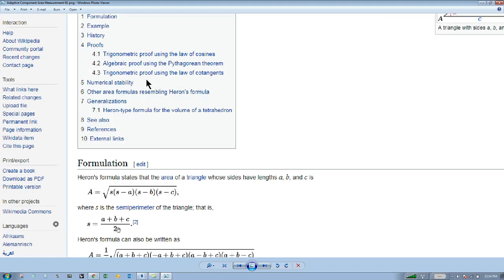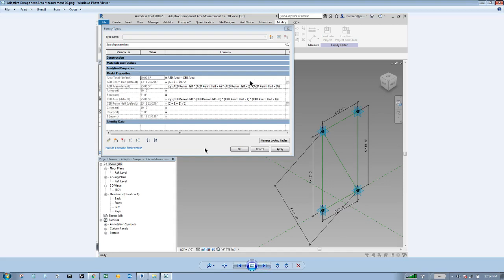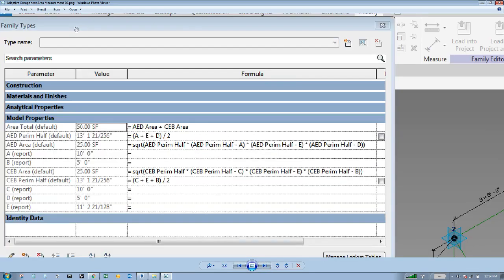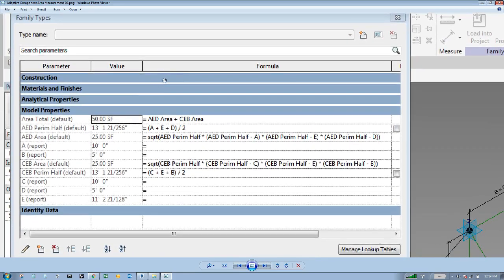So Heron's formula is based on S, which is called the semi-perimeter. You take the length of the three edges of your triangle, A, B, and C, divided by 2, and then you build it into your formula in this manner, taking the square root. And what we're going to do is going to look something like this. I'll blow it up so I can go through and explain how the formulas work.